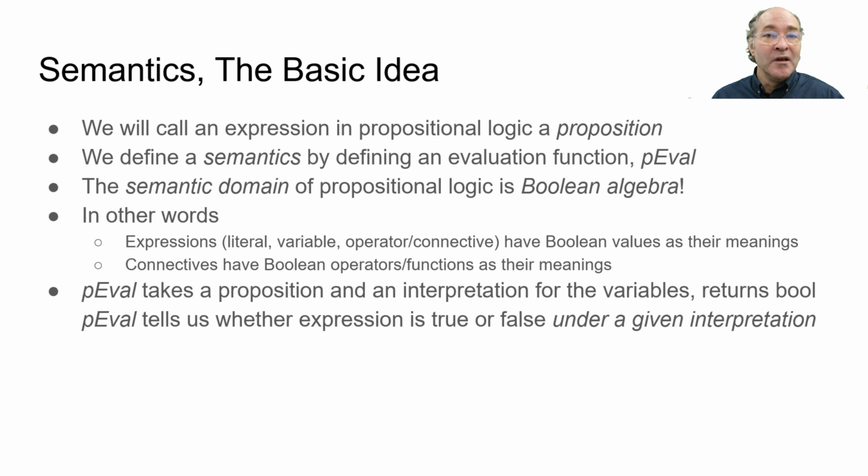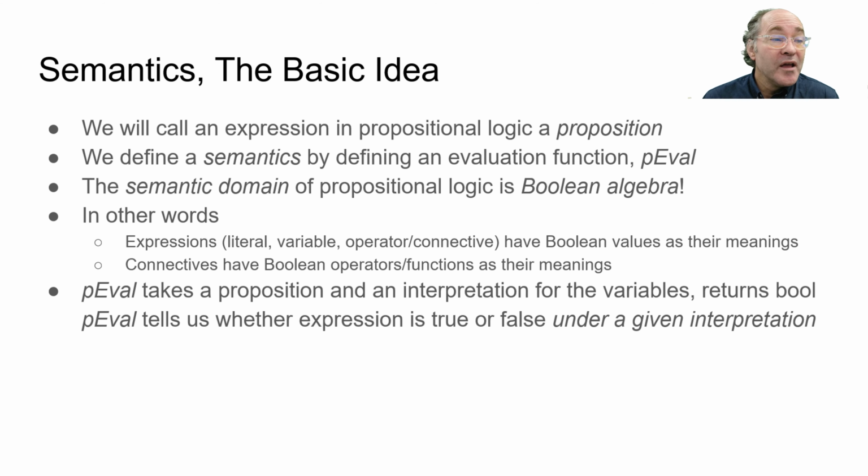P true is going to be taken to mean true. P false is going to be taken to mean false. And a larger expression means either true or false. And the way that we determine the meaning of a larger expression is by breaking it up into its smaller expressions, figuring out what they mean, and then combining those Boolean values using a Boolean function corresponding to how those smaller expressions are glued together.